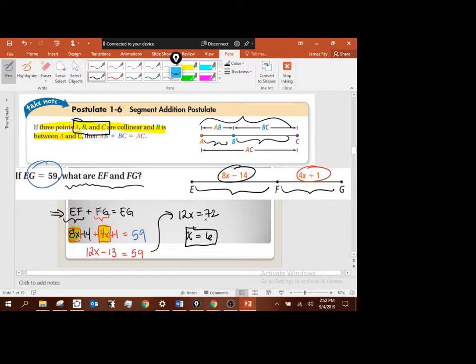Right, we've just found X. EF and FG are these 2 distances that I've got to take this 6 and substitute back in. So that's going to give me 8. What's 8 times 6? 48 minus 14 should be 34. When I plug in 6 here, I get 24 plus my 1, 25.